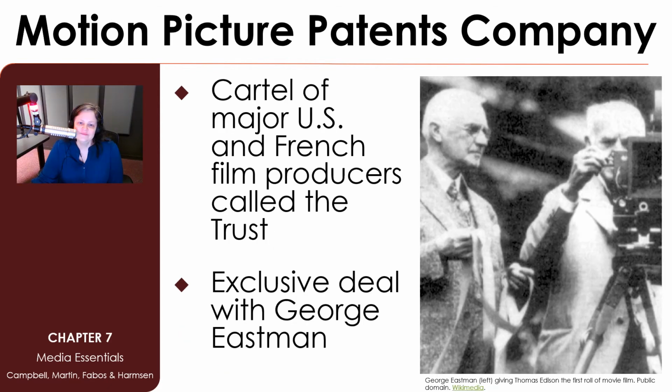In an attempt to dominate the movie business and reap its profits, Thomas Edison formed the Motion Picture Patents Company, called the Trust, in 1908. It was a cartel of major U.S. and French film producers, which pooled film technology patents, acquired most major film distributorships, and signed an exclusive deal with George Eastman to supply stock film only to Trust-approved theater companies.